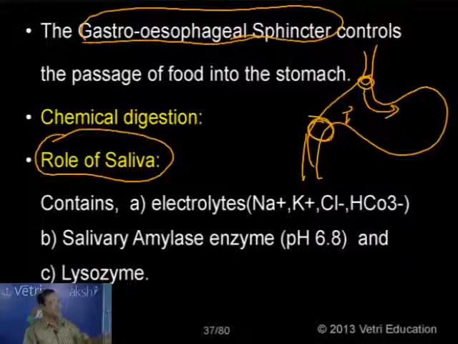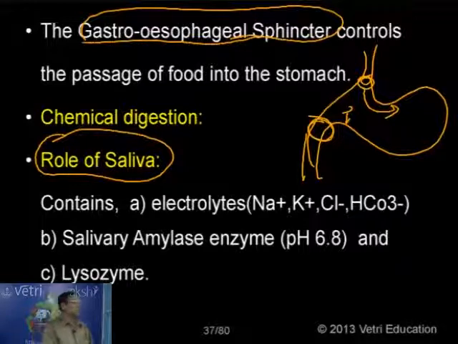It contains electrolytes like sodium ions, potassium ions, chloride and also bicarbonates, which make the saliva alkaline. So the alkalinity is because of sodium bicarbonate, which gives the saliva a pH of more or less 6.8, nearing alkaline pH. Another one in the saliva is an enzyme, salivary amylase, which works at a pH of around 6.8. That is why the saliva is alkaline, because the enzyme salivary amylase, concerned with the breakdown of starch, works in an alkaline pH.